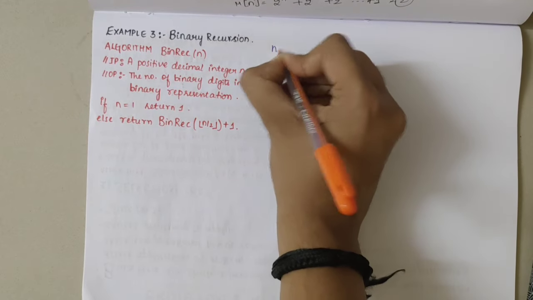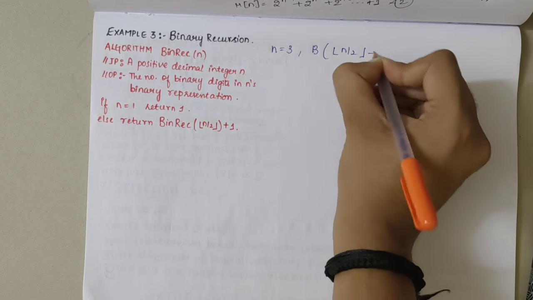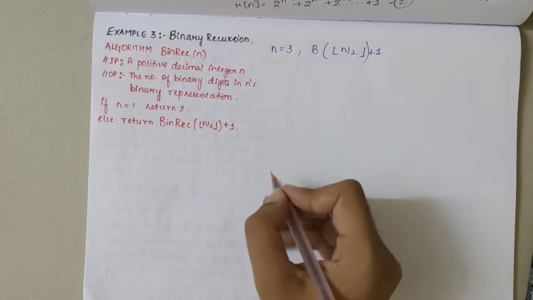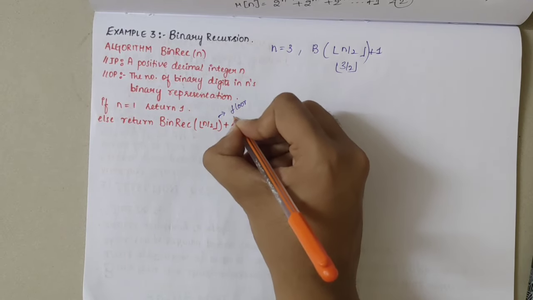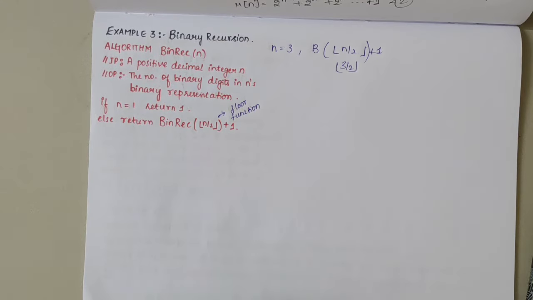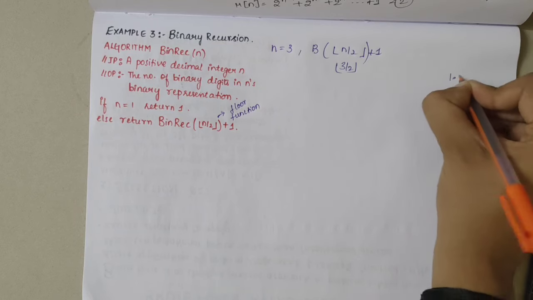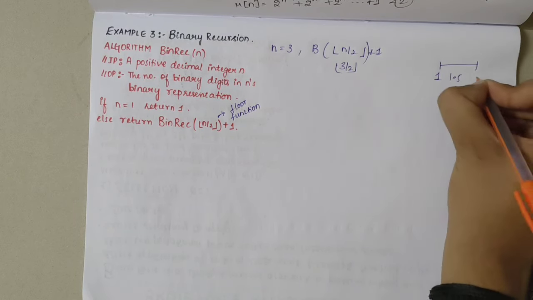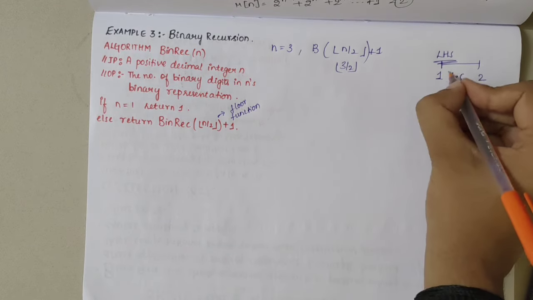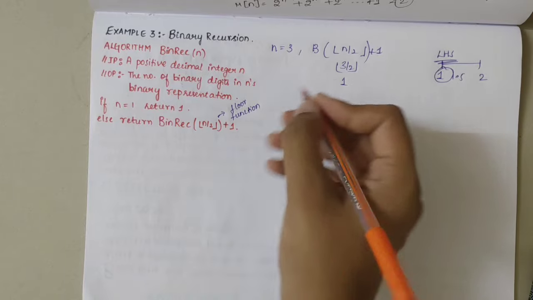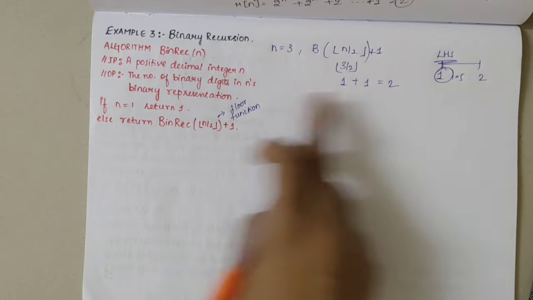So let me take n equal to 3. Binary of n: floor of 3 by 2, plus 1. This is called the floor function. 3 by 2 is 1.5, right? So here I have 1, here I have 2. Which one will I choose? If I round off, I should choose the lower part. That is called the floor function. I'll be selecting 1 here, and 1 plus 1 is 2. So for n equal to 3, I get 2 binary digits.